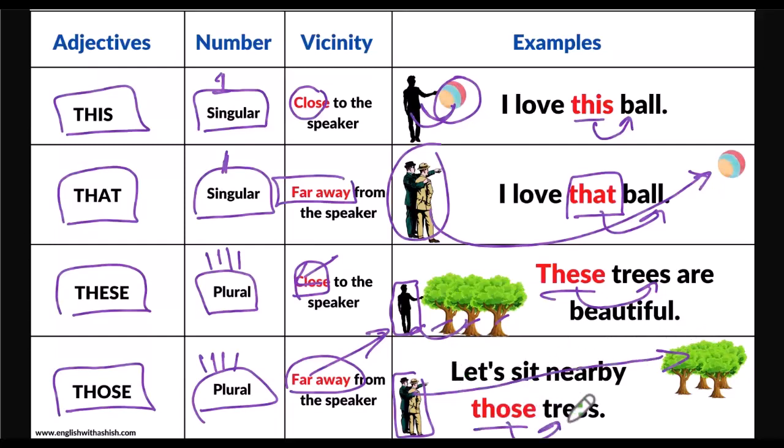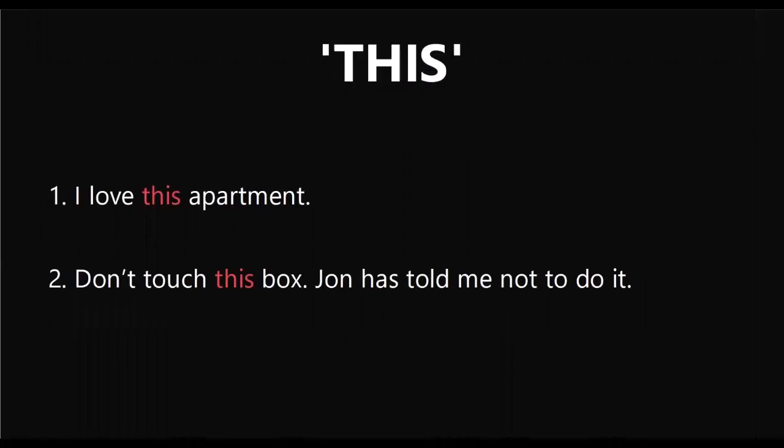Trees. So these are demonstrative adjectives, and that's what they do. Now, let's understand all these demonstrative adjectives one by one with some examples. Number one, this. Example number one, I love this apartment.